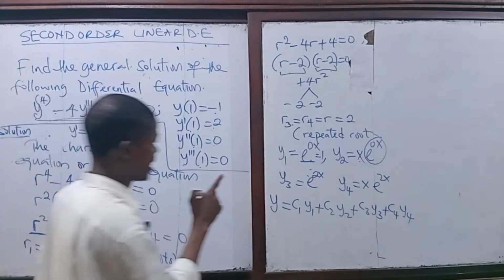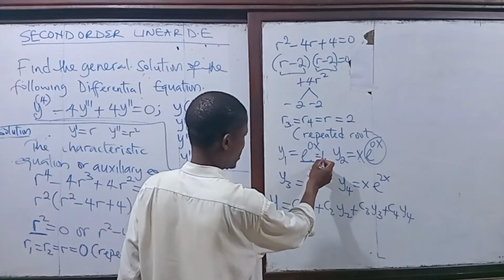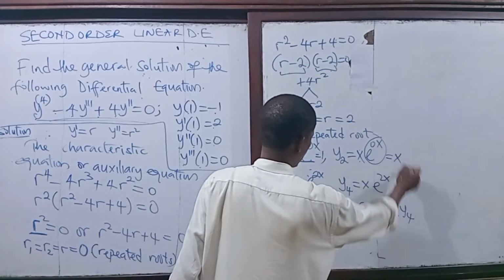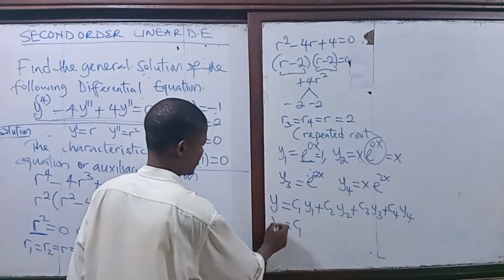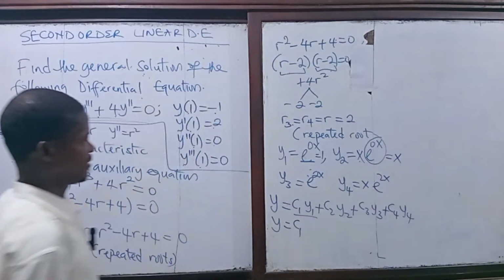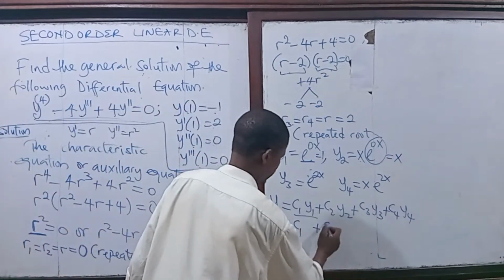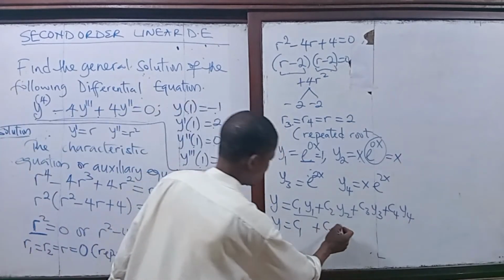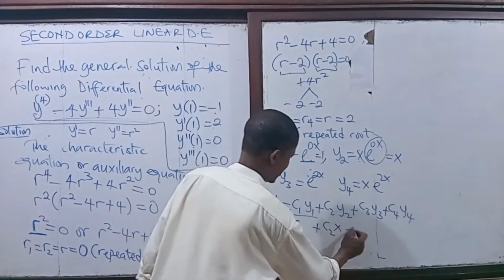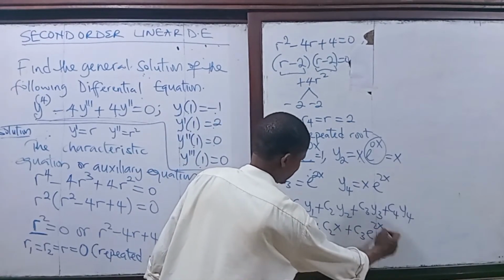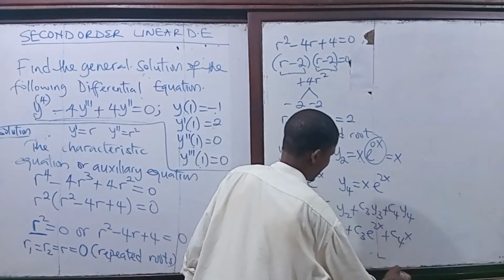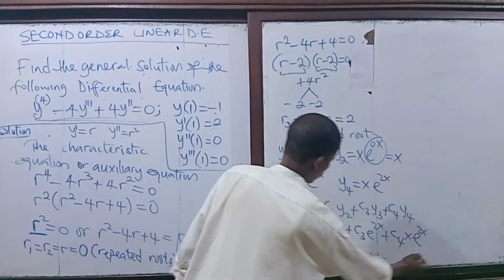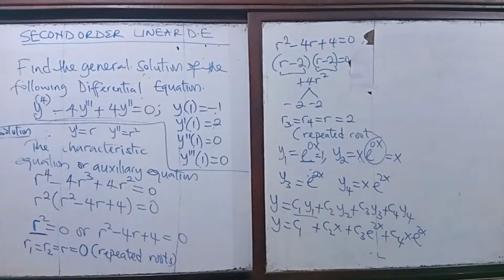Then we can begin to plug in what we have. This one is 1. This one also is x. So we have C1 times 1 plus C2, my y2 is this, x, plus C3 times e to the power 2x plus C4 x e to the power 2x. So that's the general solution for that case.